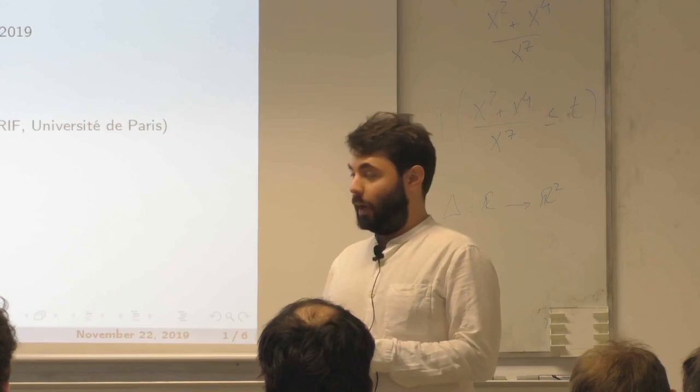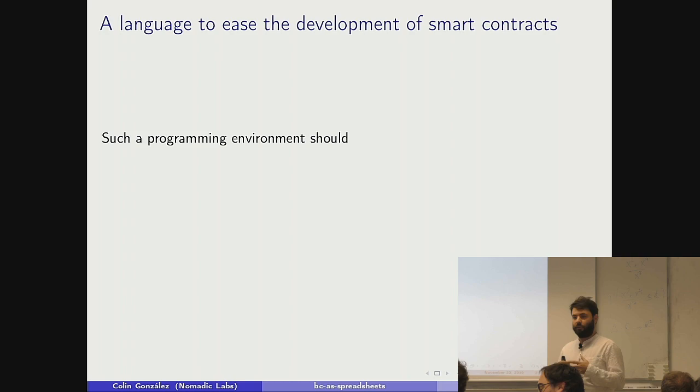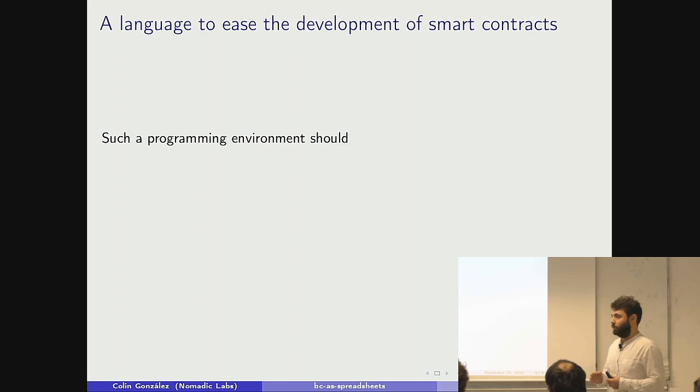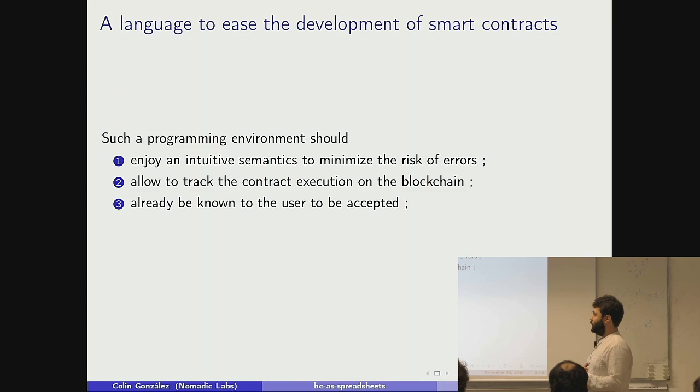So today we're talking about a different approach to writing smart contracts. Often we stumble upon Michelson and think that it's somewhat uneasy to handle the stack-based computation system, and even for skilled programmers it can be somewhat inconvenient. So we're looking for a different programming technique that would enjoy intuitive semantics to minimize the risk of errors, but also allow tracking the execution of a contract in a blockchain, be friendly to many users, and of course be adapted to static analysis and mechanized proofs.